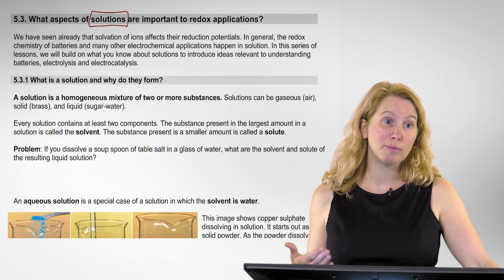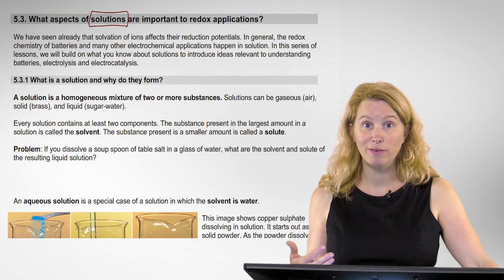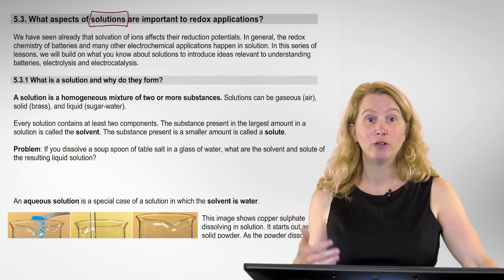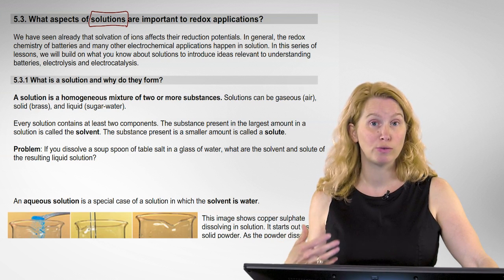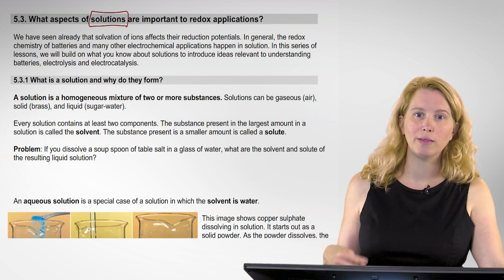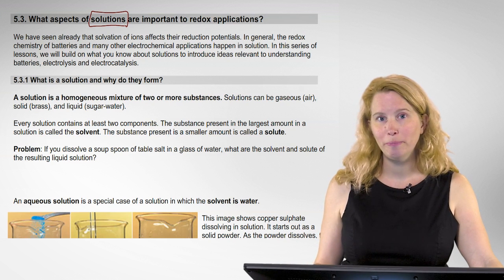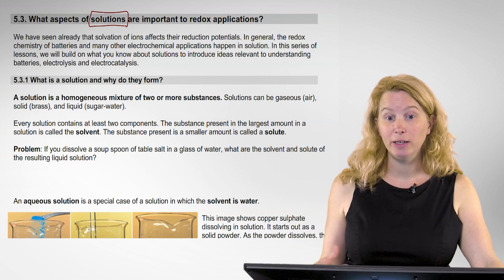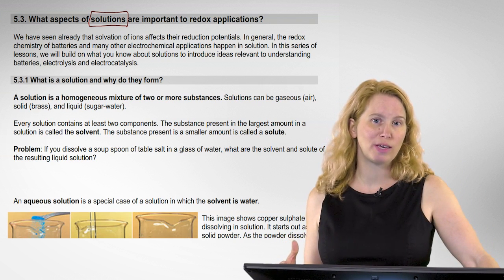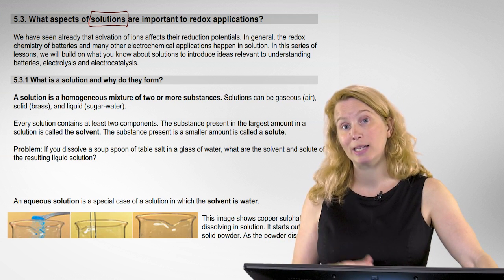We've also seen in the previous lesson that formation of solutions, solvation of ions in solutions, can be a driving force for chemical reactions. Some of the energy that we need to power a battery can come out of solvation effects. So this next series of lessons is going to look at the basics of what a solution is, why solutions form, how we quantify what's present in a solution, and then look at one of the most common types of chemical reactions that we do in solution, which is reactions between acids and bases.